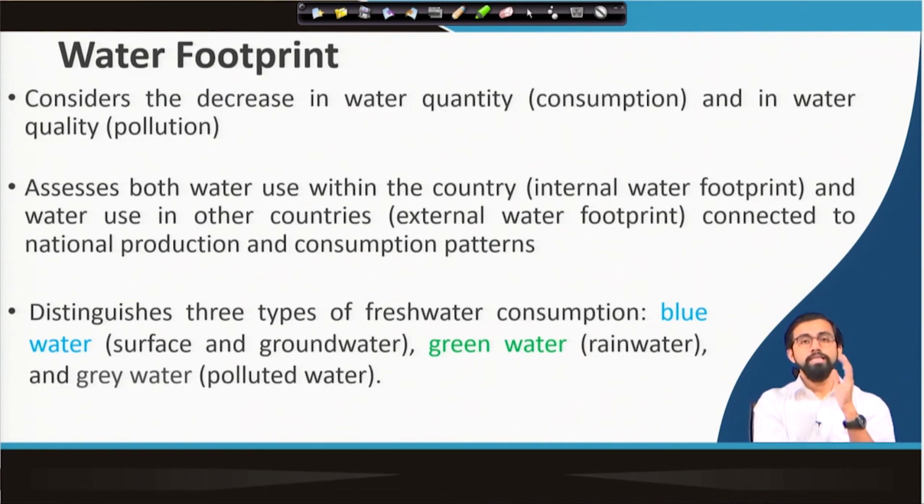It distinguishes between the three types of freshwater consumption: the blue water, that is the surface water and groundwater; the green water, that is the rainwater or precipitation; and the grey water, which is the polluted water. So the water footprint gives us an overall view of where all the water is involved, how it is directly or indirectly involved, what the consumption patterns and water use criteria are, and what water recirculation is happening inside the system.